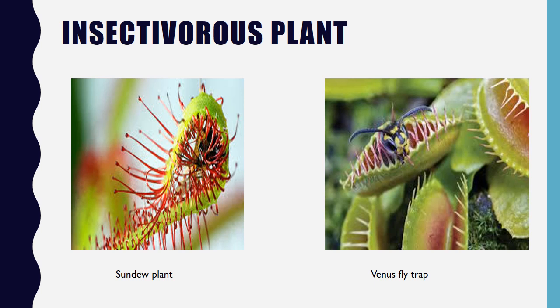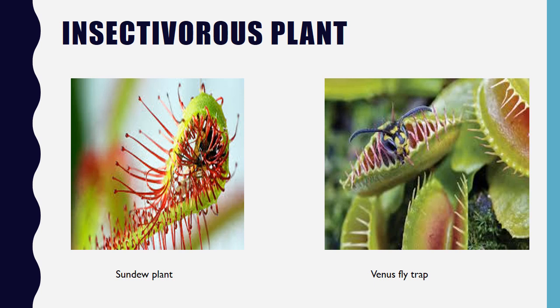You can also see the sticky drops at the end of this hair. So this plant sticks or traps the insect with the help of these hairs. In this way, it traps the insect with the help of its sticky and deadly hair, so that after trapping the insect, this plant absorbs the nutrition from the insect's body.